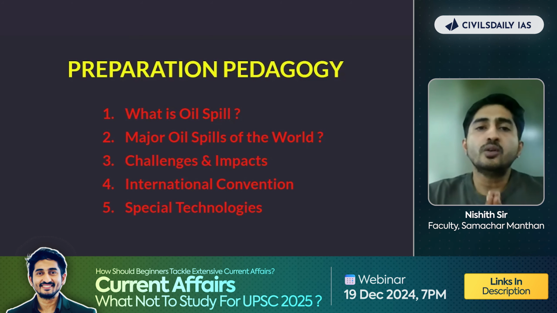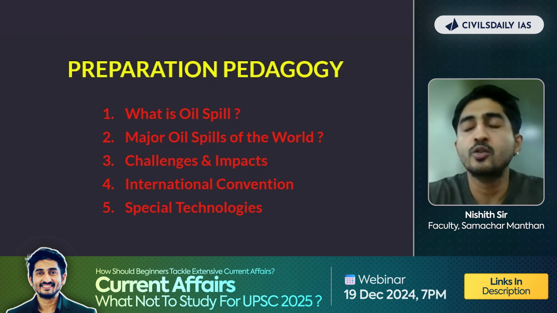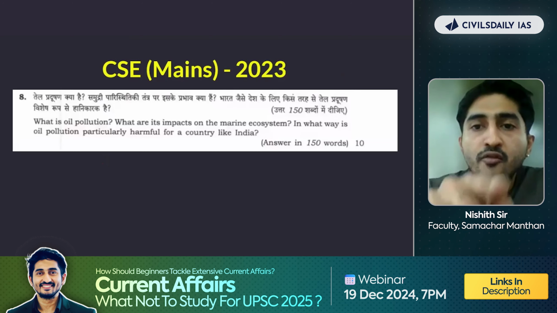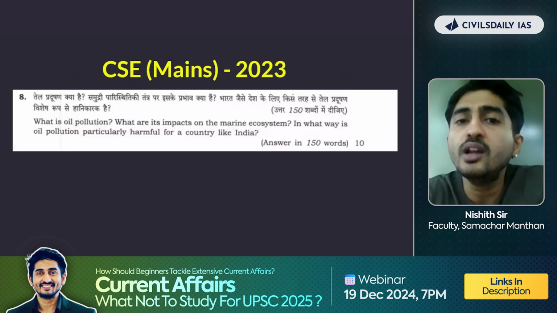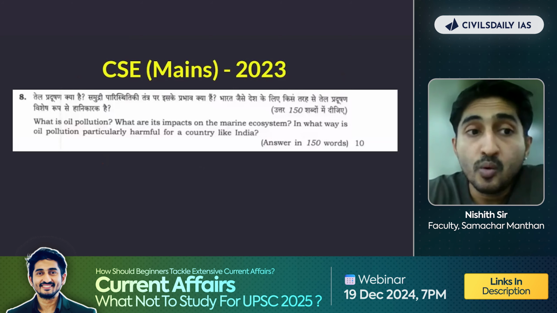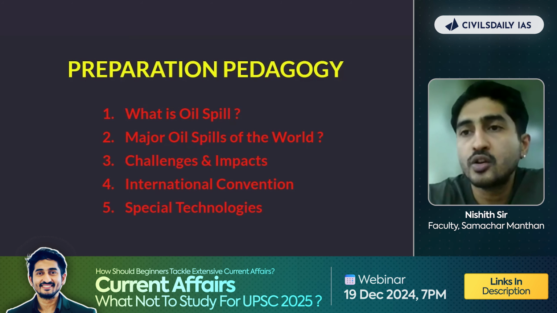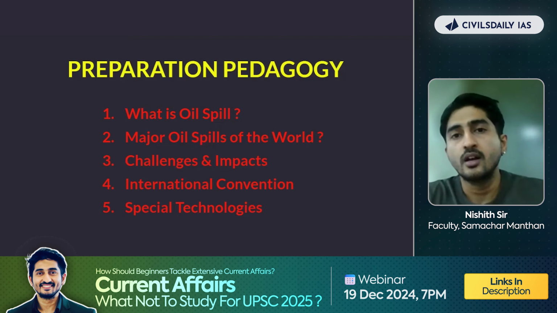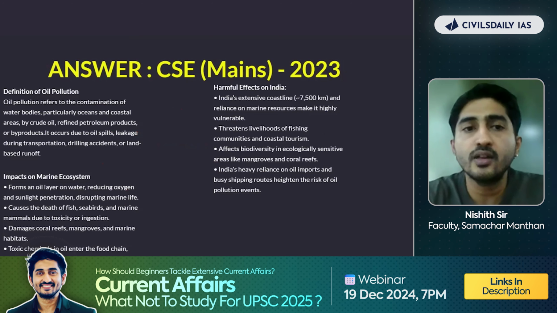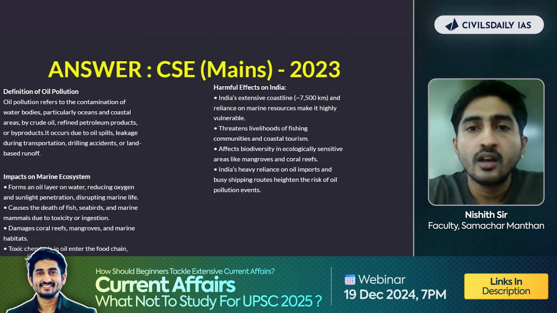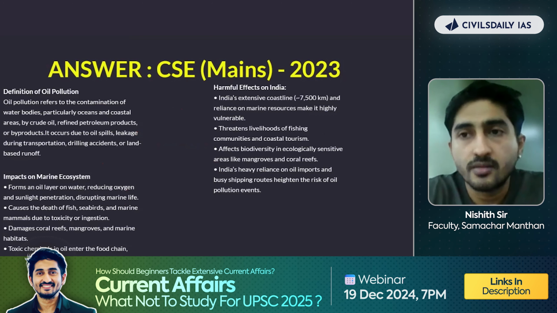Now, this should tell us that after preparing these five points, most of the people had enough content to answer this particular question. But if you see the third part of this question, it asked, in what way is oil pollution particularly harmful for a country like India? If we go back to the points which we had read and developed content upon, nowhere will you see that this question was addressed. Now, what did this result in? This resulted in an answer in the mains which looked somewhat like this. Particularly with respect to harmful effects on India, you could see very vague and generic points.